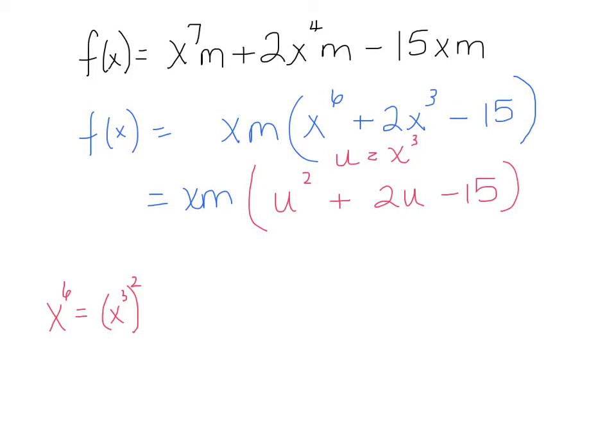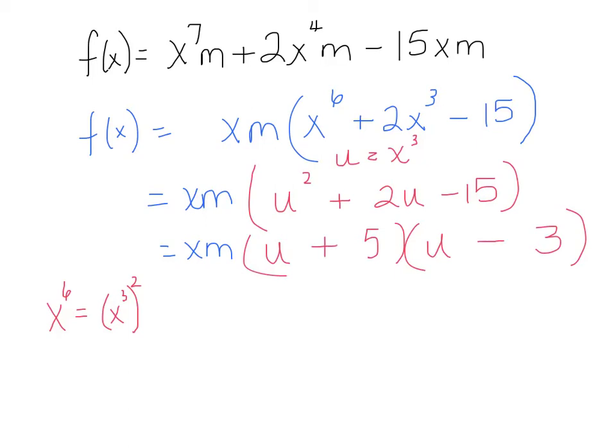So look, think this through. This is going to be x to the third squared, which would be x to the sixth, and then 2x to the third. And then you can factor this u. So here I am carrying the xm down. I'm going to stay in red as long as I'm in u. And so I've got u and u. The factors of 15 that subtract to get 2 are 5 and 3. They'll be opposite signs, but the middle term is positive, so the larger number will be positive.